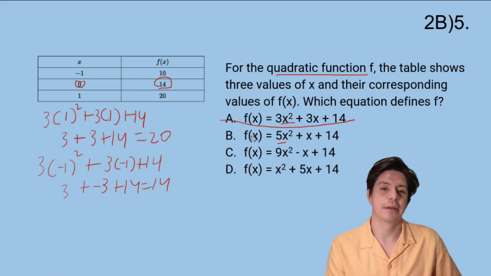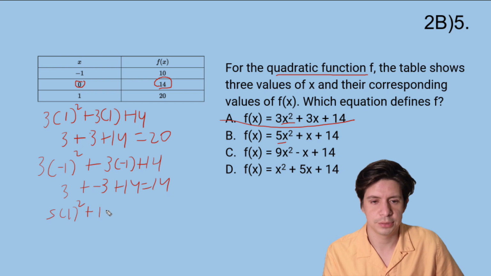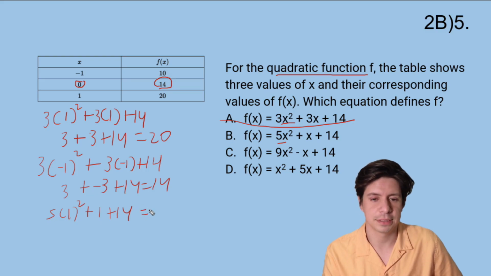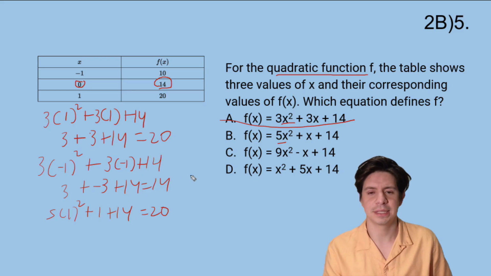Let's check B now. We can plug in 1 for B, so we're going to get 5x squared. So it's going to be 5 times 1 squared plus 1 plus 14. 1 squared is 1 again, times 5 is 5, plus 1 plus 14 gets us 20. So again, that worked. Let's try 1 on C and just see what happens.